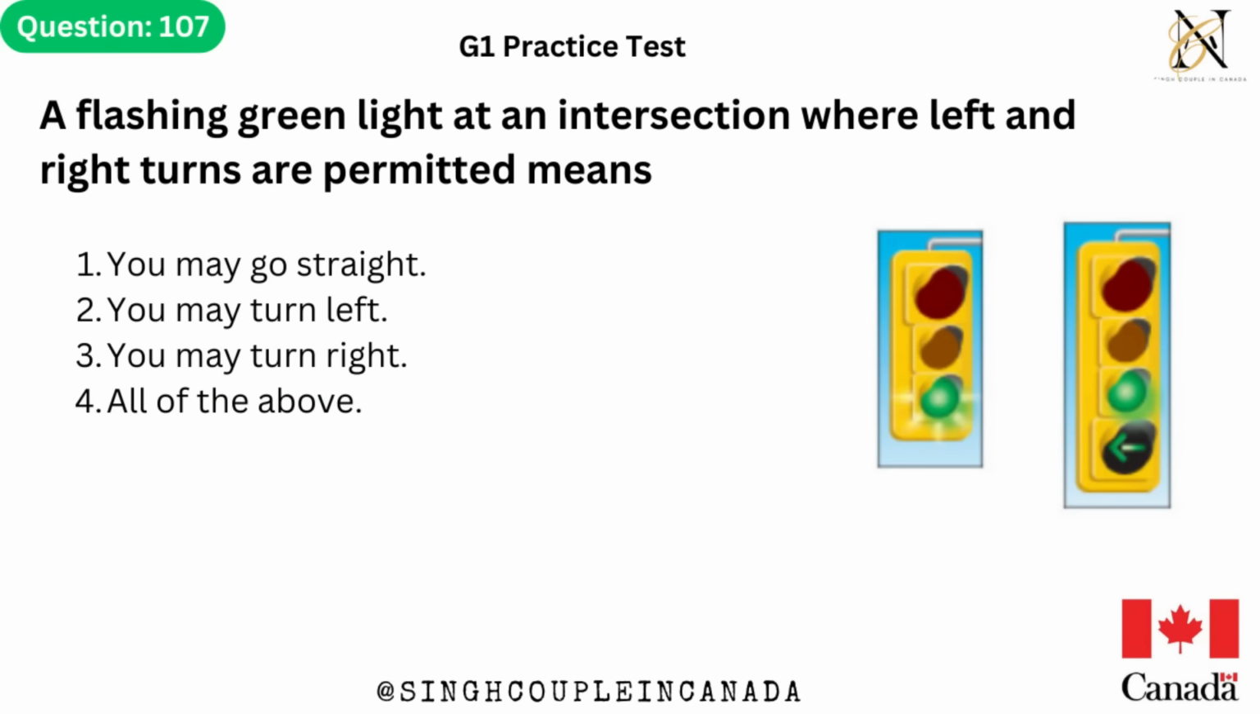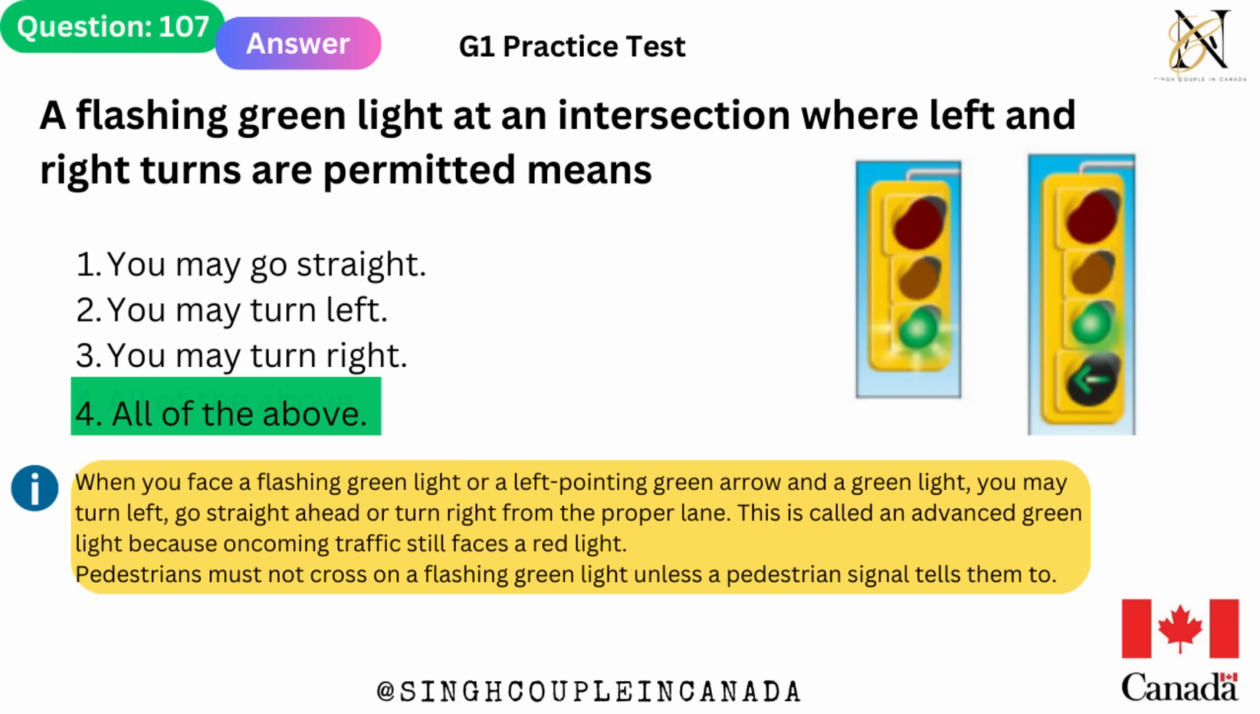A flashing green light at an intersection where left and right turns are permitted means: 1. You may go straight. 2. You may turn left. 3. You may turn right. 4. All of the above. The answer is 4.